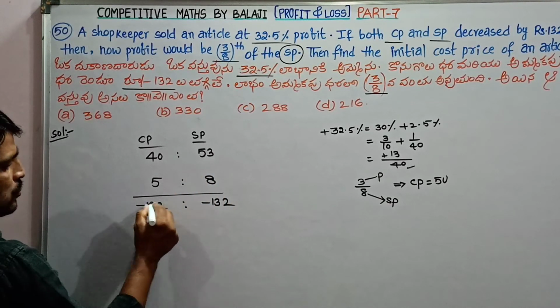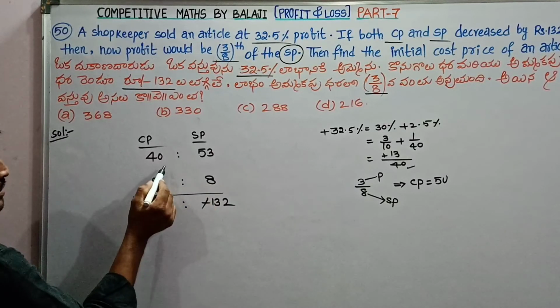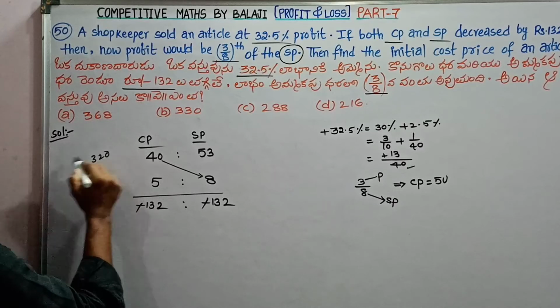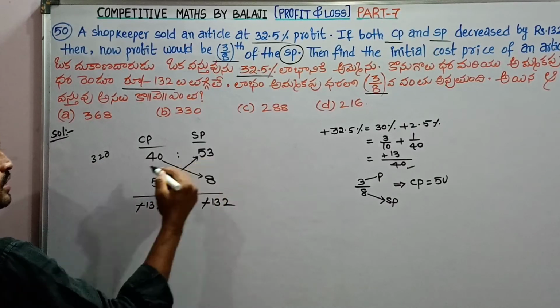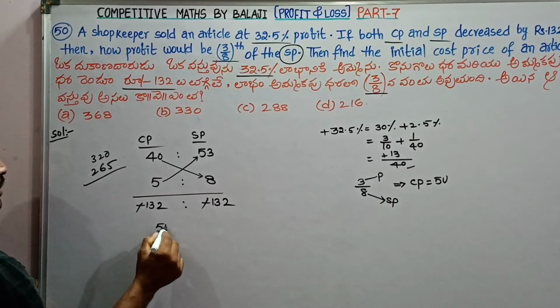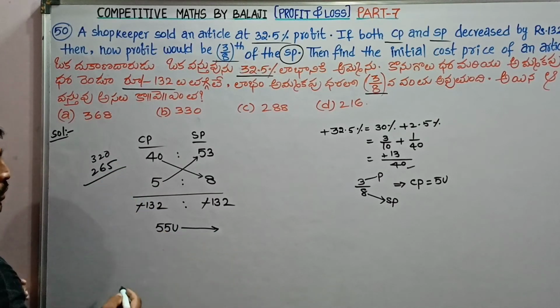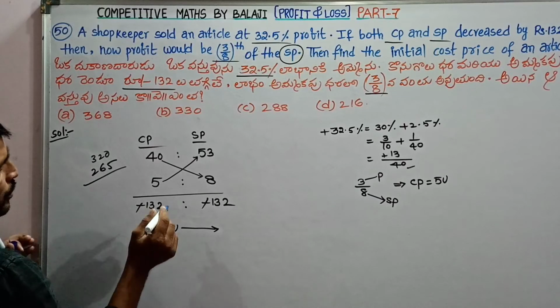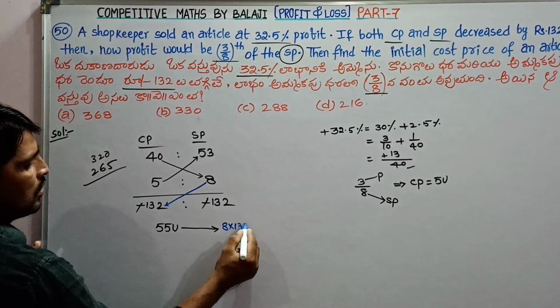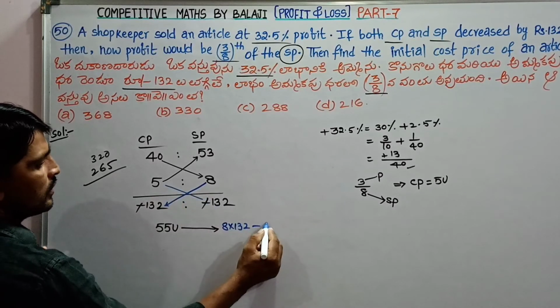So consider the ratio, negative negative gets cancelled. 4 8s are 32, so 320 and 5 53s are 265. So difference is 55 units. 55 units value is equal to, see, 8 132s minus 5 132s.